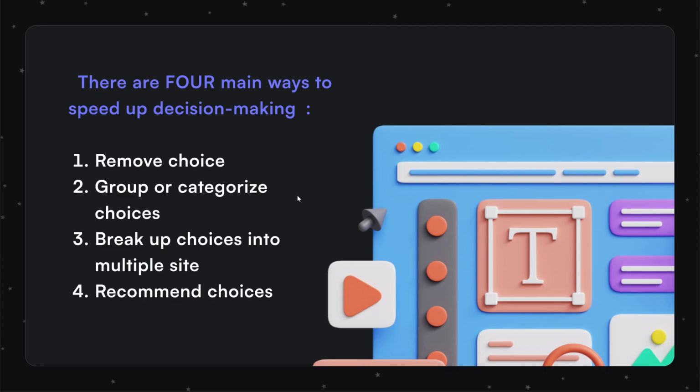If makaya pa i-remove, you should group or categorize choices. For example, stepper or tabs, parang ganon. And then break up choices into multiple steps. Ito, stepper to, or tabs. Or recommend choices. For example, you have 4 pricing plans.